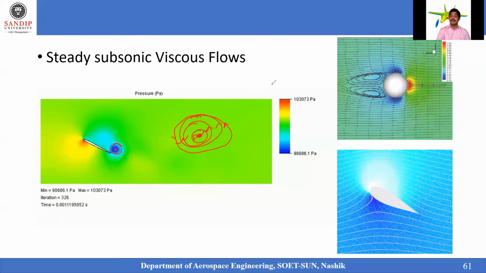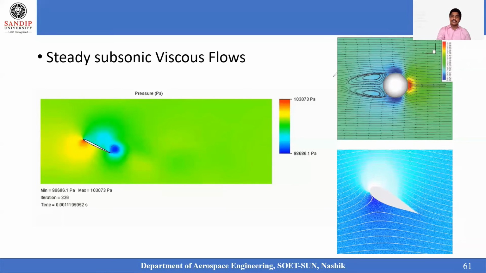That is the best demonstration of where steady subsonic viscous flows are best described by the elliptical equation. Another example is flow over a cylinder or a sphere. Here you can see the fluid flow behind the body is completely elliptical in nature, and in front it is parabolic in nature, and behind the body it is elliptical in nature. That is possible only when the fluid is viscous, right?